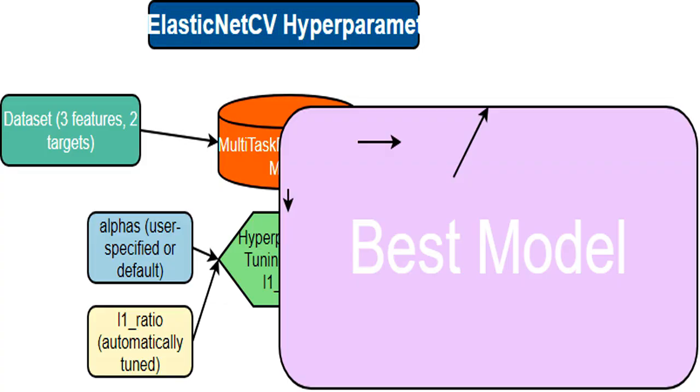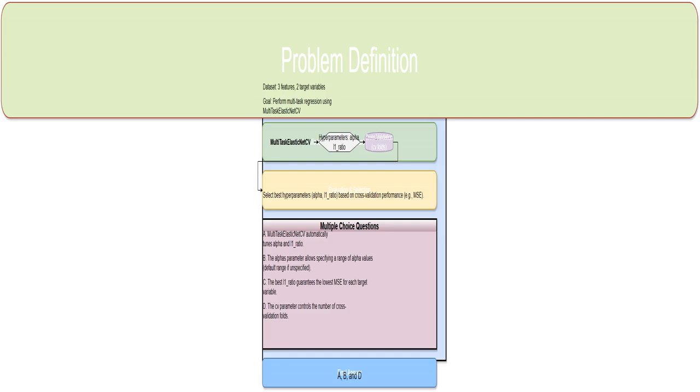After the cross-validation, I select the model with the best hyperparameter combination, alpha and L1 ratio, that gives the best performance in terms of a combined error metric across all target variables. I'm selecting the most efficient machine setting. I want to use the MultiTaskElasticNetCV model to predict multiple target variables at once.